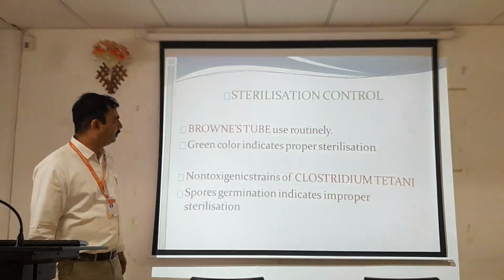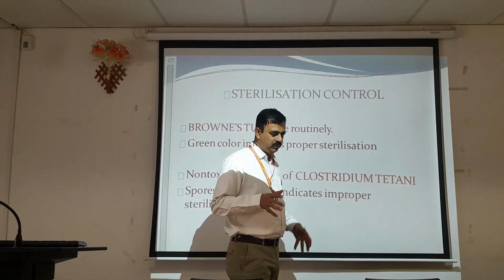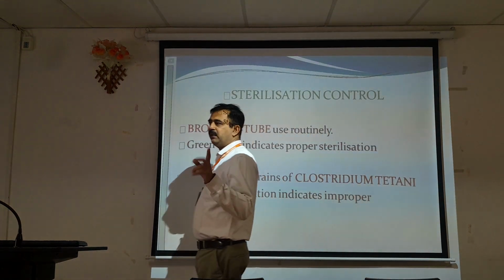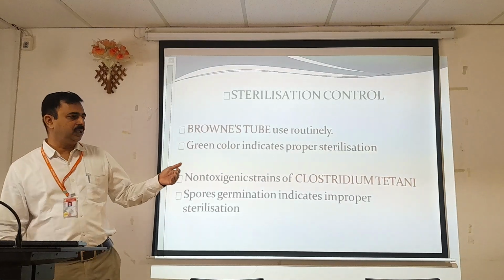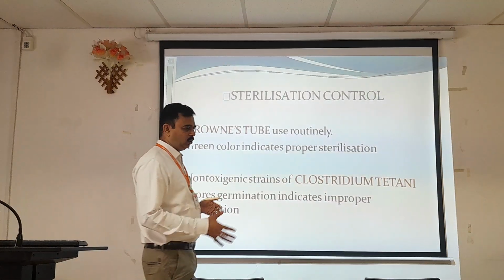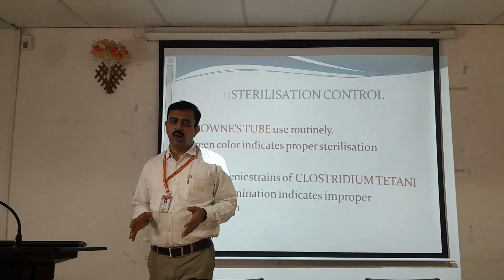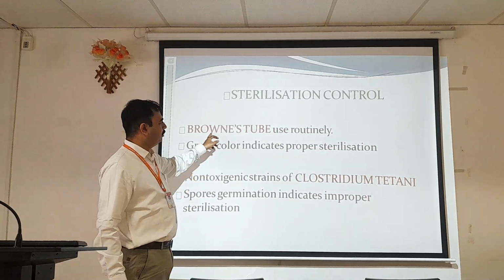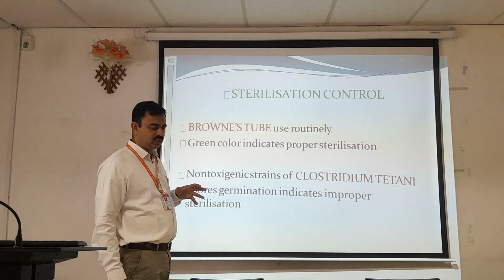Sterilization control: Brown's tubes are generally utilized. If my hot air oven is working in proper condition, it's absolutely fine. But if it is not working properly, or for example, if I bring a brand new hot air oven from the market but I don't know whether it really sterilizes or not, then you can perform a test called Brown's tube. This is utilized to check proper sterilization.